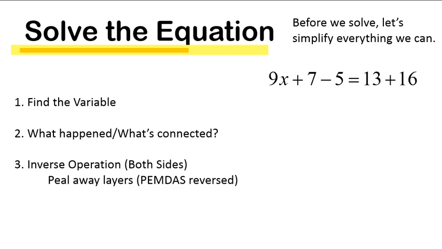So I'm going to join those numbers together. 7 minus 5 is 2. 13 plus 16 is 29. Now that I've simplified the equation as far as I can go, I'm going to start following the 3 steps listed over here on the left.